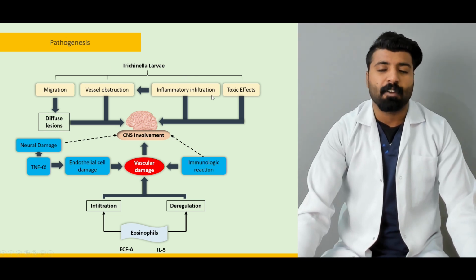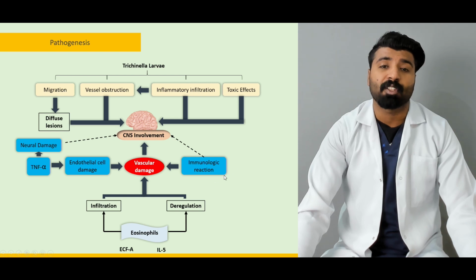And then we have these inflammatory infiltrations, vessel obstructions, which will be helped through what? Which will be helped through eosinophils deregulation and infiltrations. That vascular damage will come through endothelial damage through tumor necrosing factor alpha, and immunological reactions will also affect the vascular areas and cause vascular damage. And that's how these vascular or vessel obstructions will come through.